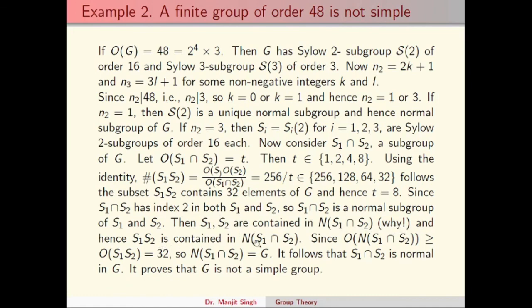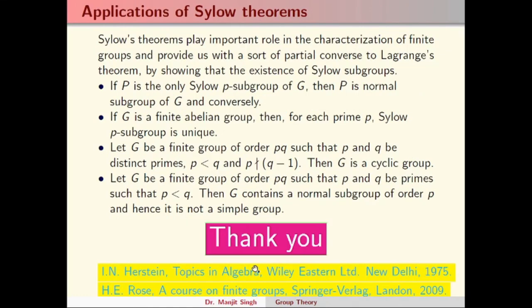Now S1 and S2 are contained in the normalizer, so their product will also be contained in it, and therefore the order of the normalizer of S1 intersection S2 will be greater than or equal to 32, and the only possibility for this as a subgroup is G. So it means that S1 intersection S2 is a normal subgroup, and it proves G is not a simple group. So these are some applications which can be seen by the students. I hope students will try to solve these applications. Thank you.